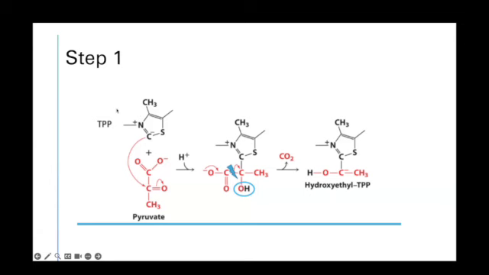So TPP, thiamine pyrophosphate, contains an acidic proton. TPP loses its proton, and then the TPP thiazolium ring, so this ring right here, attacks the carbonyl carbon of pyruvate right here. We have a rearrangement happening, and lastly, we release CO2 right here, and we have that hydroxyethyl TPP molecule in enzyme 1 or attached to enzyme 1.